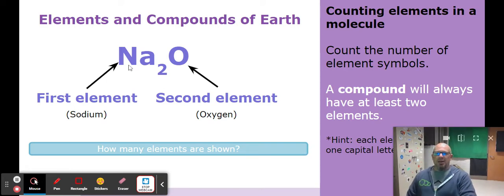So as we're counting those letters, we have two different elements, and so we know that's a compound. So that's what we need to be able to know here. How many elements are shown? We've got two different ones. Right now, we're not too worried about the numbers. We're just looking for how many different elements are there. If there's two or more different ones, it's a compound. So make sure you write that down, two or more different atoms or elements.